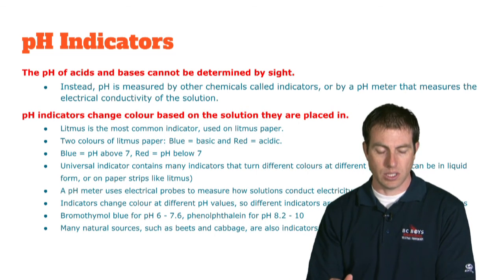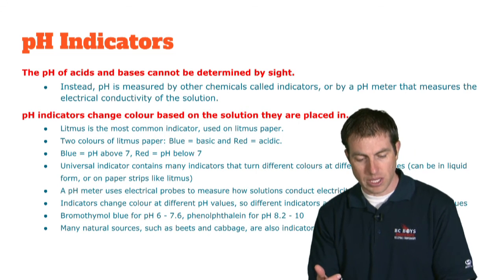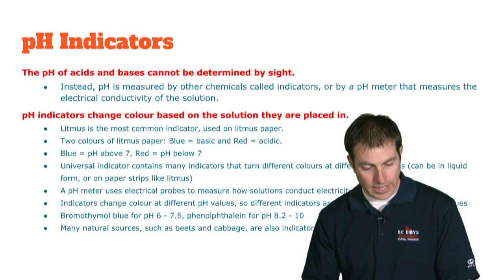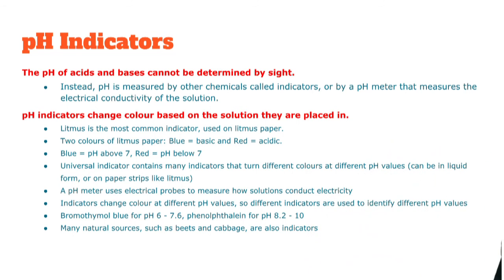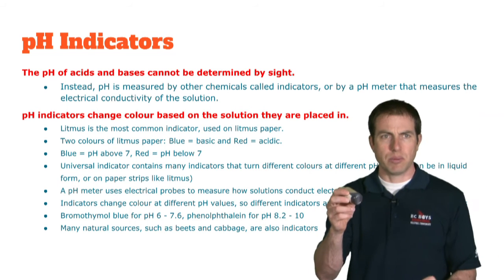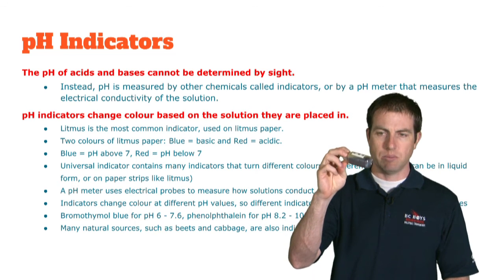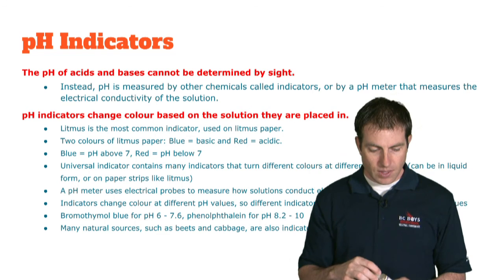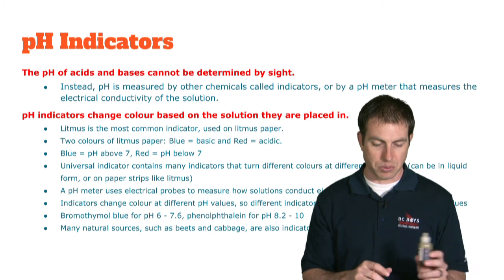The more electricity it conducts, basically tells you how acidic something is. Indicators change color at different pH values. And we'll use something called bromothymol blue. I think I have some bromothymol blue right here. Bromothymol blue is actually brown, which is kind of strange. And bromothymol blue changes colors in the 6 to 7.6 range of your pH scale.